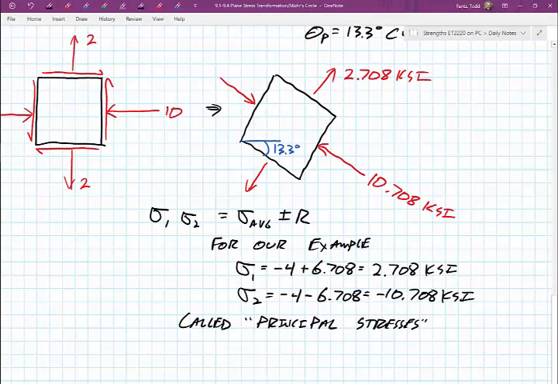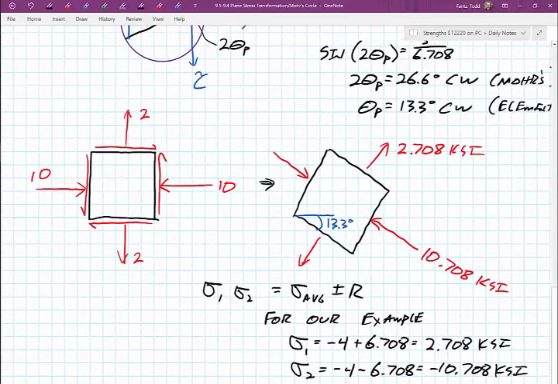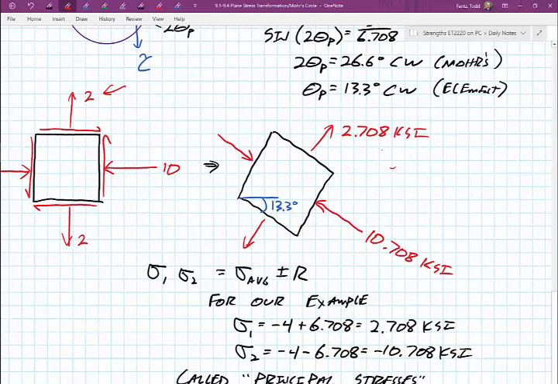So if I were designing this material, I know that I might calculate that I have to support a tensile stress of 2 KSI, but in reality, the actual stress would be 2.708 KSI. That's what that little element right there actually feels, because it doesn't understand X and Y. And if you rotate your axis slightly, that's what you'd end up with. Same idea with the compressive stress. Instead of 10, I'd have 10.708.